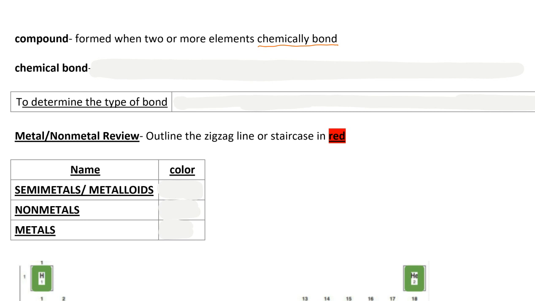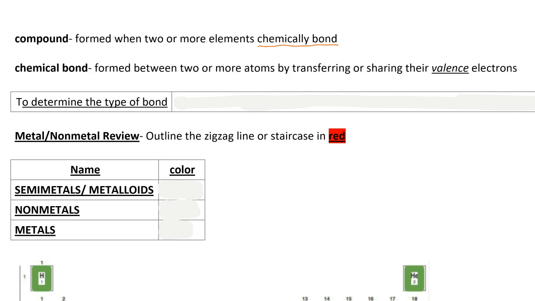Chemical bonds are really powerful and they totally change elements. A chemical bond is formed between two or more atoms by transferring or sharing their valence electrons. So remember when we learned about valence electrons? If you forgot what that word means, it's the outside electrons. Those are the really important ones, and they either transfer or share their valence electrons with each other, and it changes those atoms into totally different things, okay?